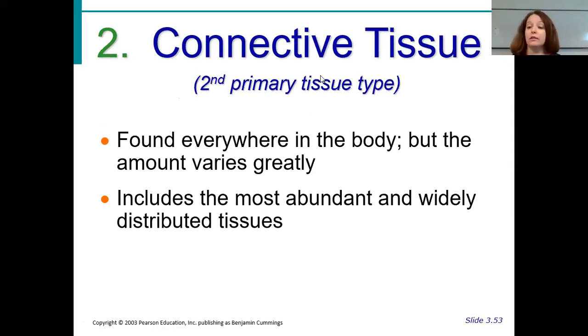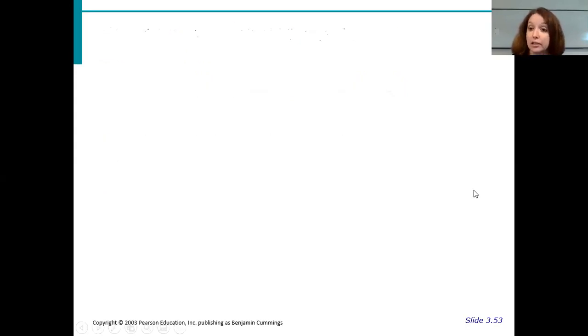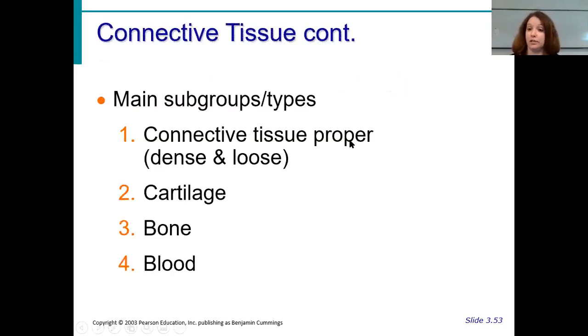It is found everywhere in the body, but depending on where it is found, its amount varies greatly. And it's the most abundant and widely distributed of the tissues because it includes things that you probably don't think about as tissue. So it is the proper connective tissue that's underlying the skin and in between your joints, and it has something to do with the elasticity of the skin and whether you have wrinkles or not. If you have stretch marks, it's because you have less collagen than others, and stretch marks are totally normal.